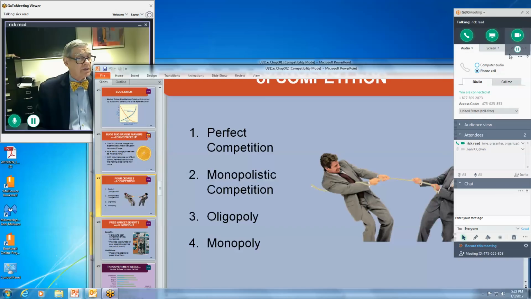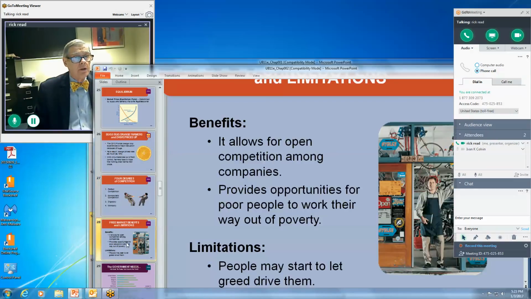Monopolistic competition, oligopoly, and monopoly. Each of these is explained in greater detail in the text. I'm not going to spend a lot of time on them, just to let you know that they're there.